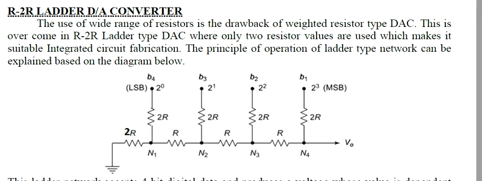What is the drawback of weighted resistor type DAC? In weighted resistor type DAC, the weight of resistors ranges up to 2 raised to n, suppose n is the number of bits. So, the use of a wide range of resistors is the main drawback of weighted resistor type DAC. This is overcome in R-2R ladder type DAC, where only two resistor values are used, that is R and 2R.